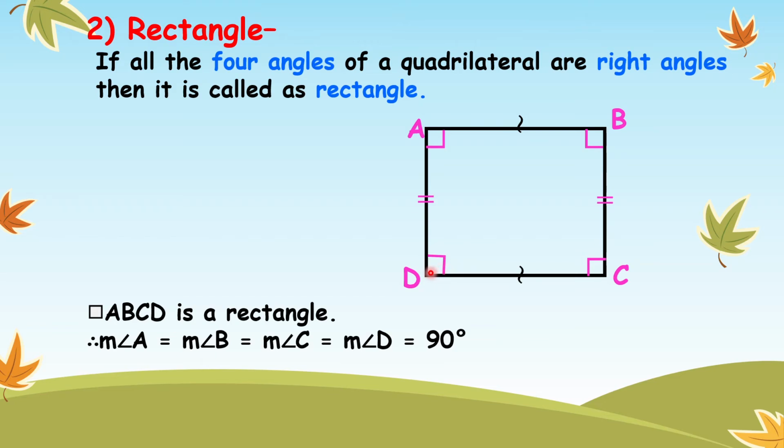But here there is one additional property related to the diagonals of a rectangle: they are congruent to each other and also bisect each other. So diagonal AC is congruent to diagonal BD, and these two diagonals intersect at point T. This point T divides the diagonal AC into equal parts. AT is equal to TC, and these are each half of AC. Also, point T bisects the diagonal BD into equal parts. DT is equal to BT is equal to 1 half of BD.